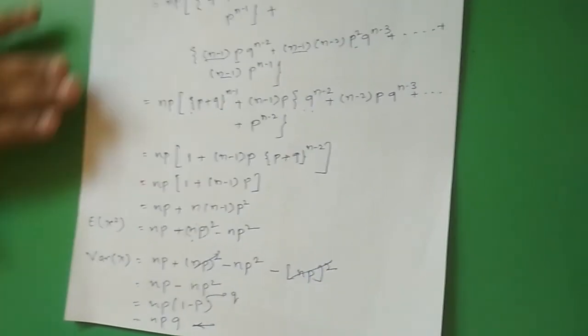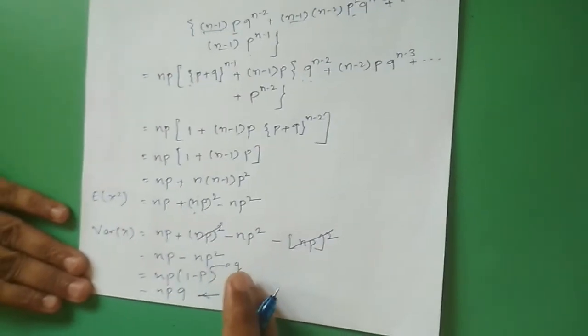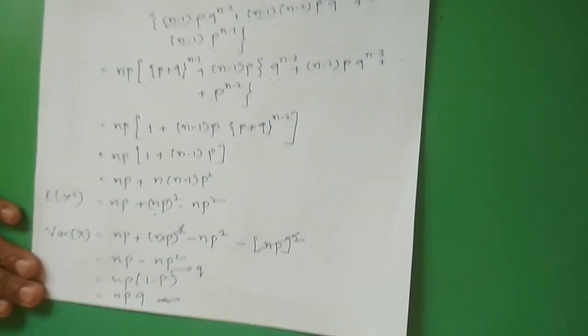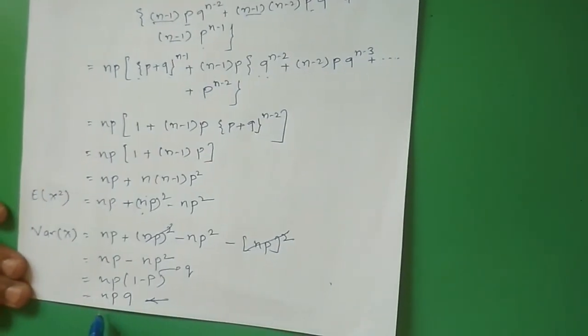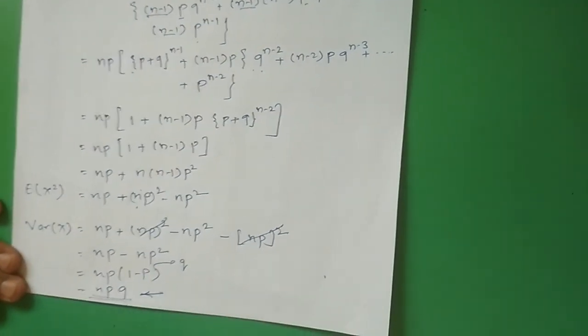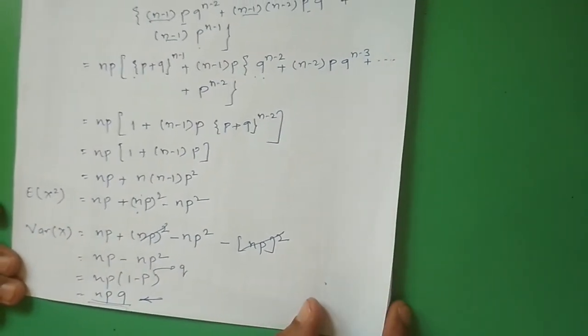We have already seen that the mean in the case of a binomial distribution is equal to np, and the variance in the case of a binomial distribution is always equal to npq. So we will stop here.